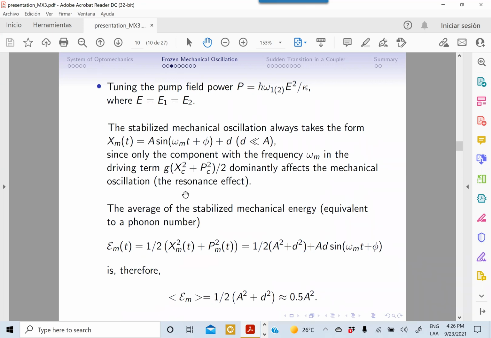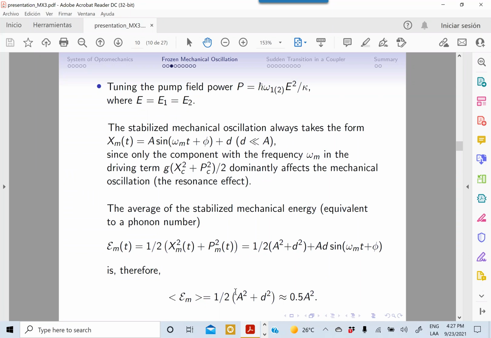By this understanding, we can express the optomechanical energy of the mirror in this reduced way, and its time average is nothing but the first two terms. Of course, D is very small, so we can neglect it, and 0.5 A squared is the total mechanical energy, the energy stored on the movable mirror. We will use this quantity to indicate the effect of the pumping power.